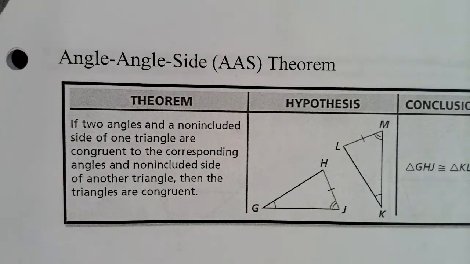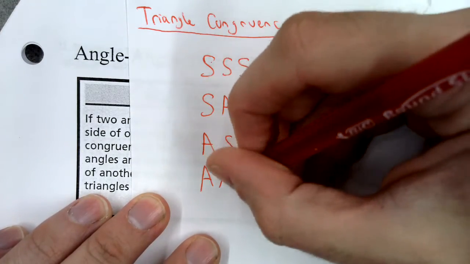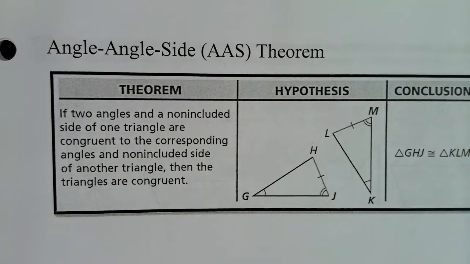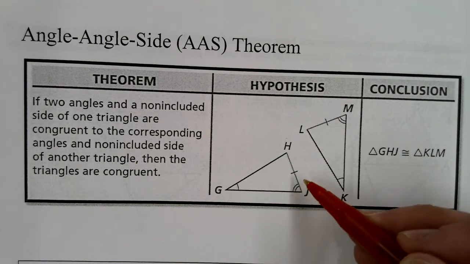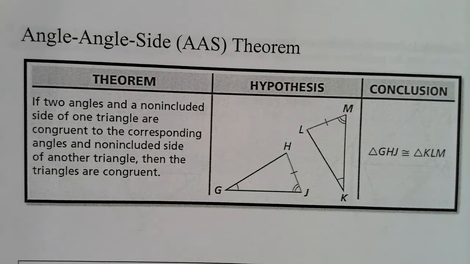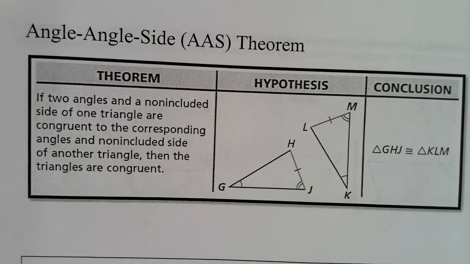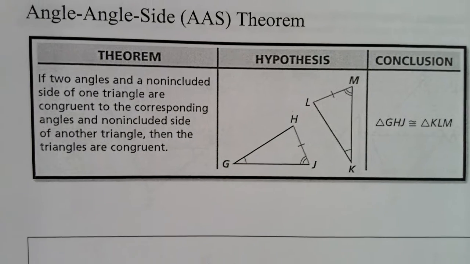And here's our next shortcut. It's called angle, angle, side. So let's add that to our list. Angle, angle, side. If two angles and a non-included side of one triangle are congruent to two angles and a non-included side of another triangle, then the triangles are congruent. So angle, angle, side is the non-included side. The one before this, angle, side, angle, was the included side. And now we have one more shortcut.